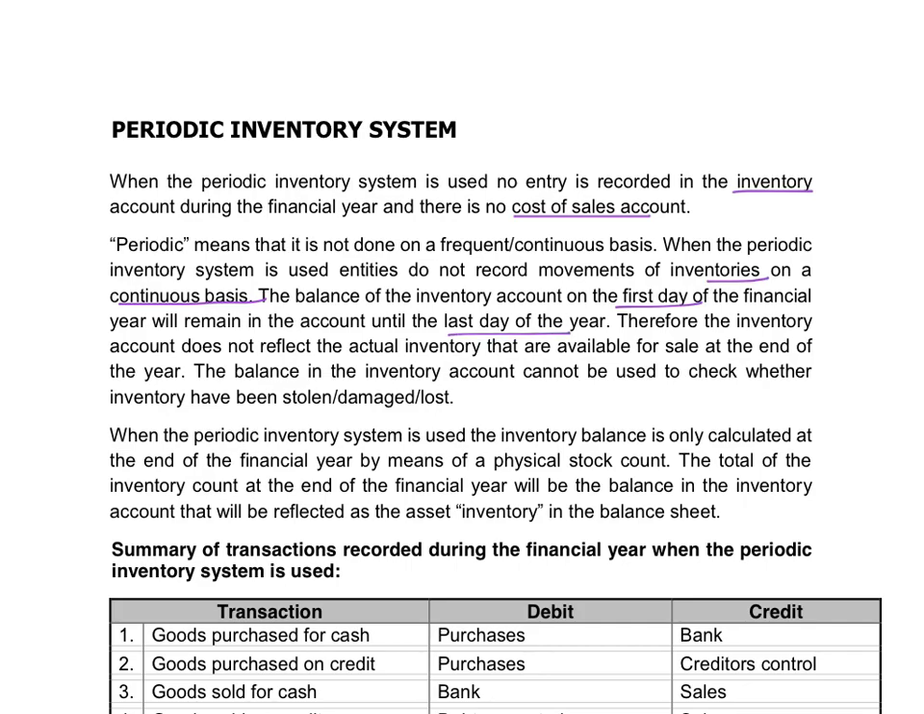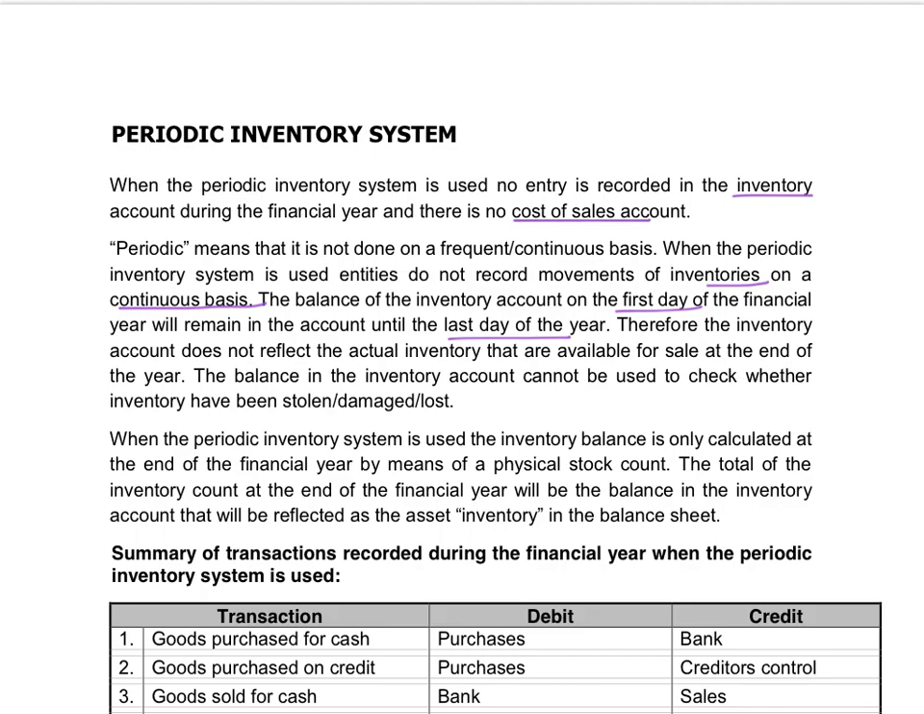Therefore, the inventory account doesn't reflect the inventory that you have at the end of the year. When the periodic system is used, the inventory balance is only calculated at the end of the financial year with a physical inventory count. So you can never determine during the year what the value of inventory available is, because you don't write in the inventory account. So you can't balance the inventory account to determine how much inventory should be in the business. If you want to know how much inventory you have, you have to do a physical inventory count.